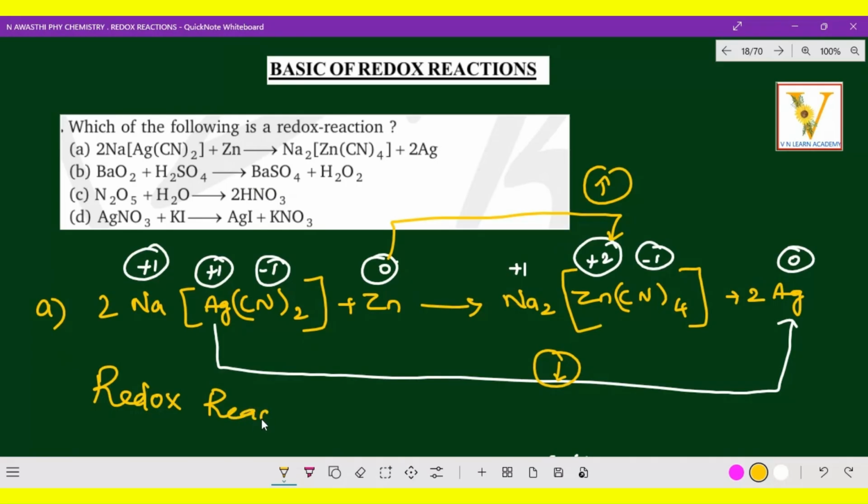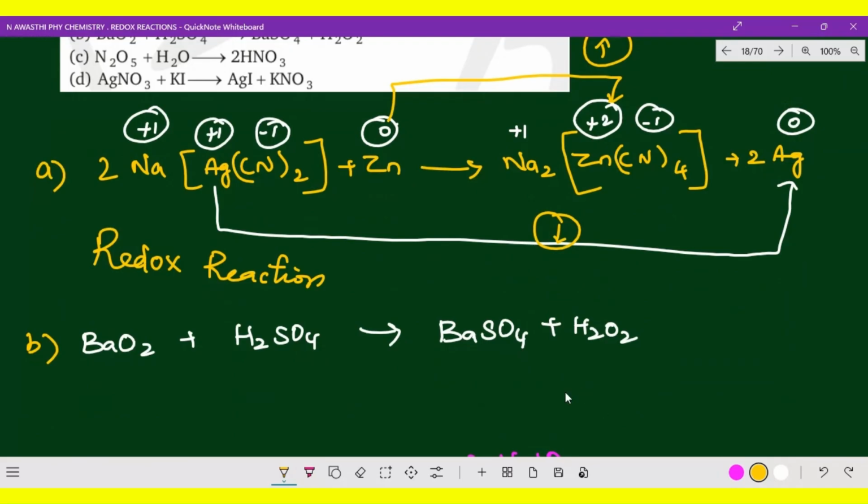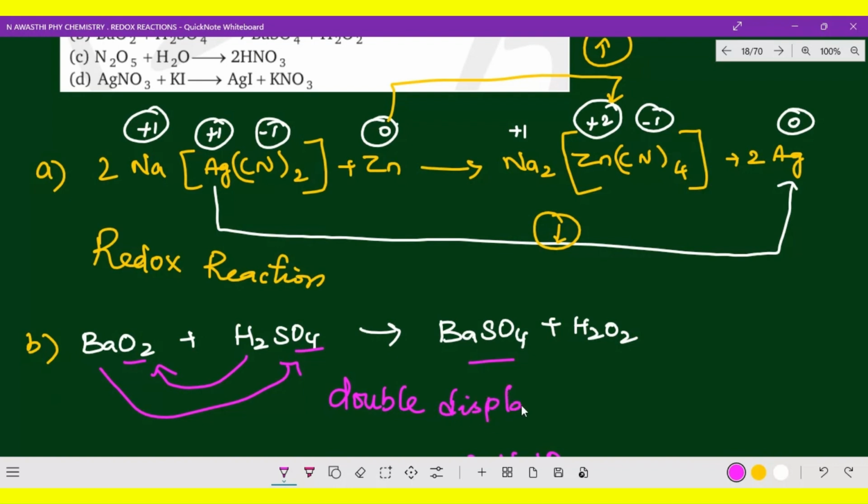Now the second one: BaCl2 plus H2SO4 gives BaSO4. Let us check whether it is a redox reaction. Here, the ions are exchanged between the two compounds. So this is actually a double displacement reaction. A double displacement reaction will not be a redox reaction. So this is a non-redox reaction.